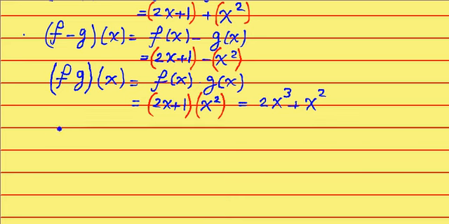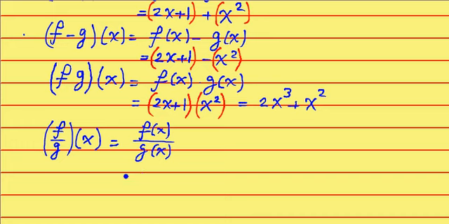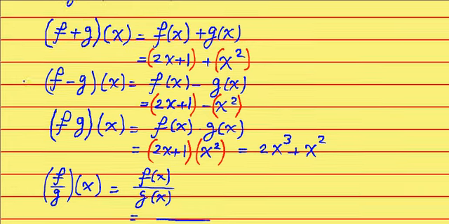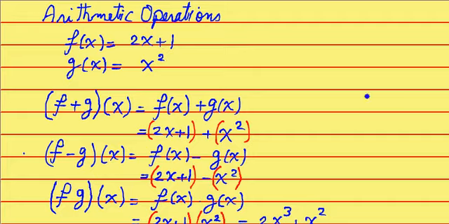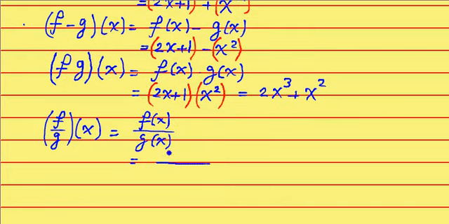Now, how about f over g? What's the meaning of putting the name of a function in the numerator and the name of a function in the denominator? That means that if an input comes, you're supposed to give it to the numerator, also give it to the denominator, and divide them. So in this particular case, let me see if I can remember which was my f and which was my g. That was my f and that's my g. So let me go back here. 2x plus 1 over x squared.